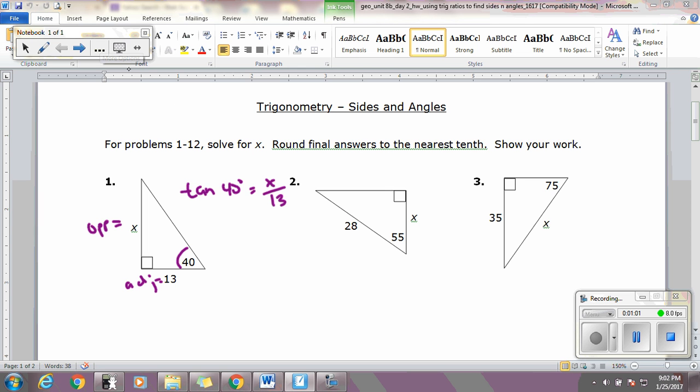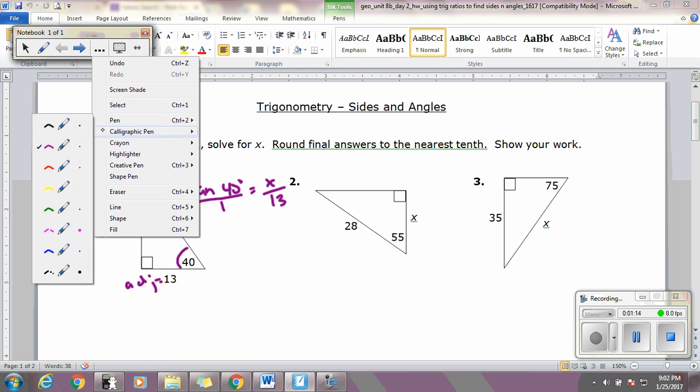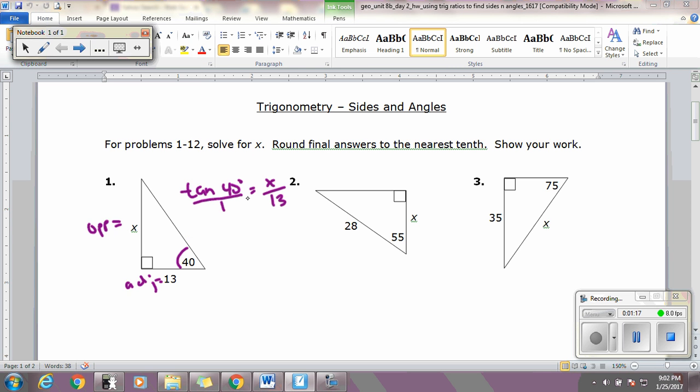So again, as we demonstrated, take your tangent function or whatever trig function, put it all over 1. So we can now cross multiply. 1 times x is x equals 13 times tangent of 40 degrees.